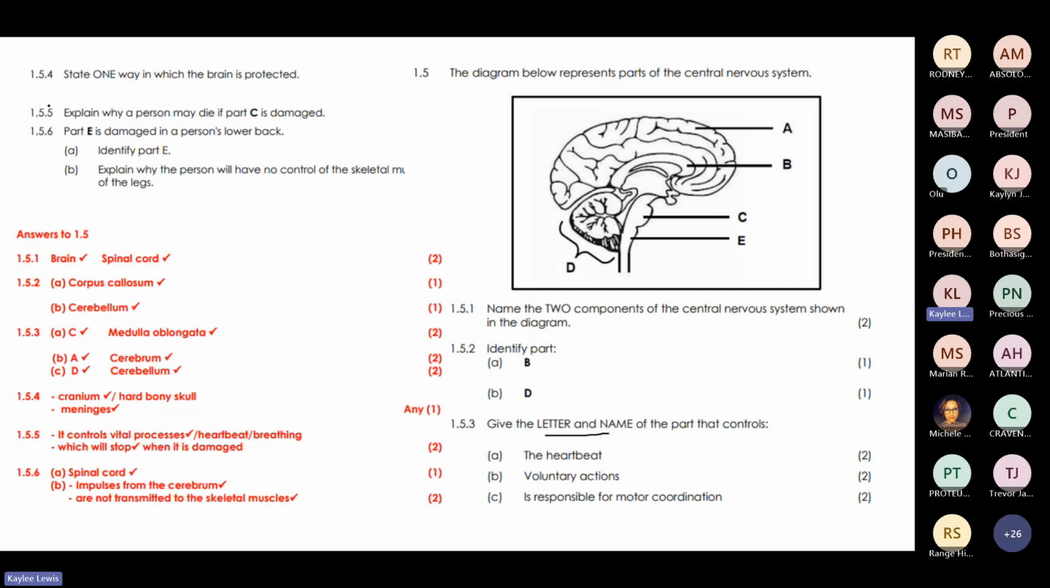Okay, 1.5.4: state one way in which the brain is protected. They only want one thing now. And for this one, you have 3 options that you can go for. So you can go for cranium. Remember, stick to cranium, not skull. You can go for meninges, which is the membrane surrounding it. And you could go for cerebrospinal fluid. But the obvious one, I just think it's going to be cranium. And meninges will be both for your brain and your spinal cord, but you only need one for this one.